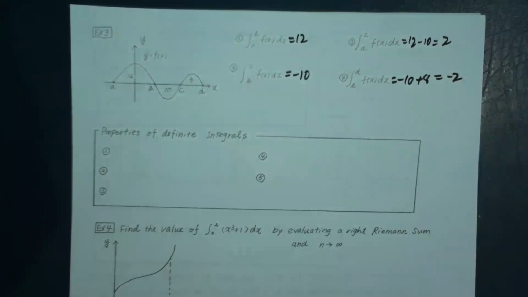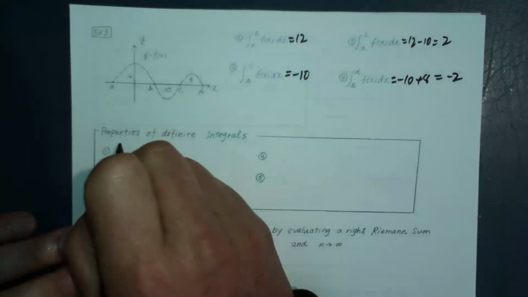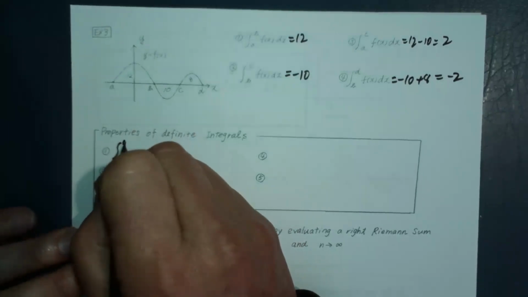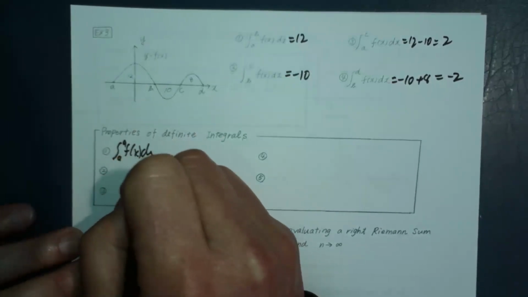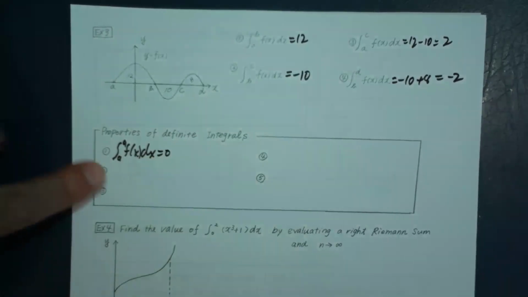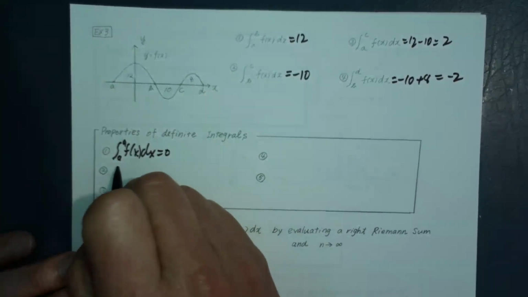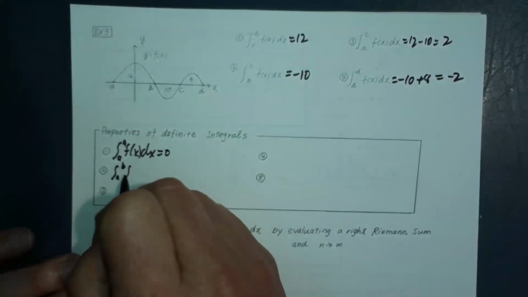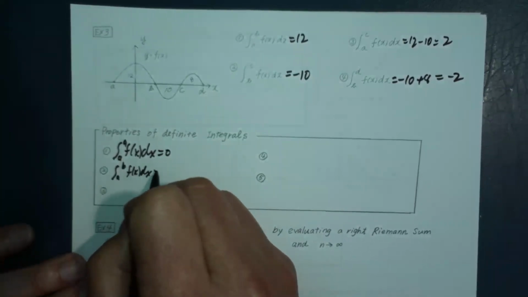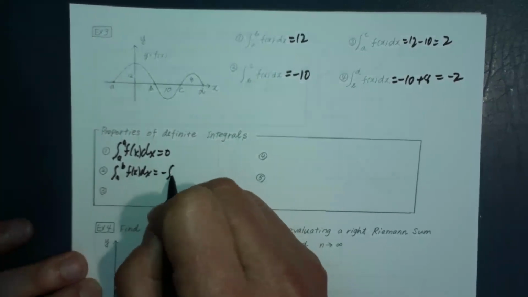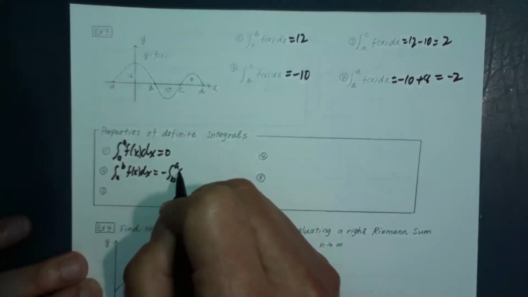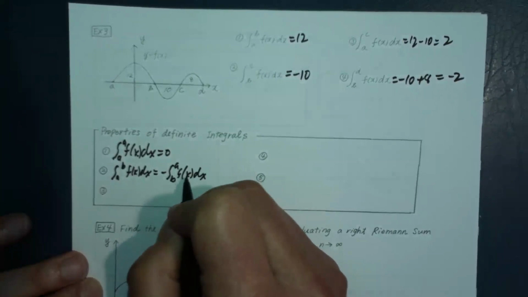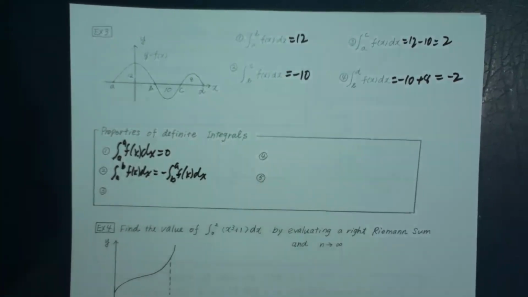All right, we have a few properties of definite integrals. First off, the integral from A to A of f of x dx is 0. So when the boundaries are the same, there is no area. The integral from A to B of f of x dx is the same as negative the integral from B to A of f of x dx. So when you switch the boundaries, you get an extra negative in there.